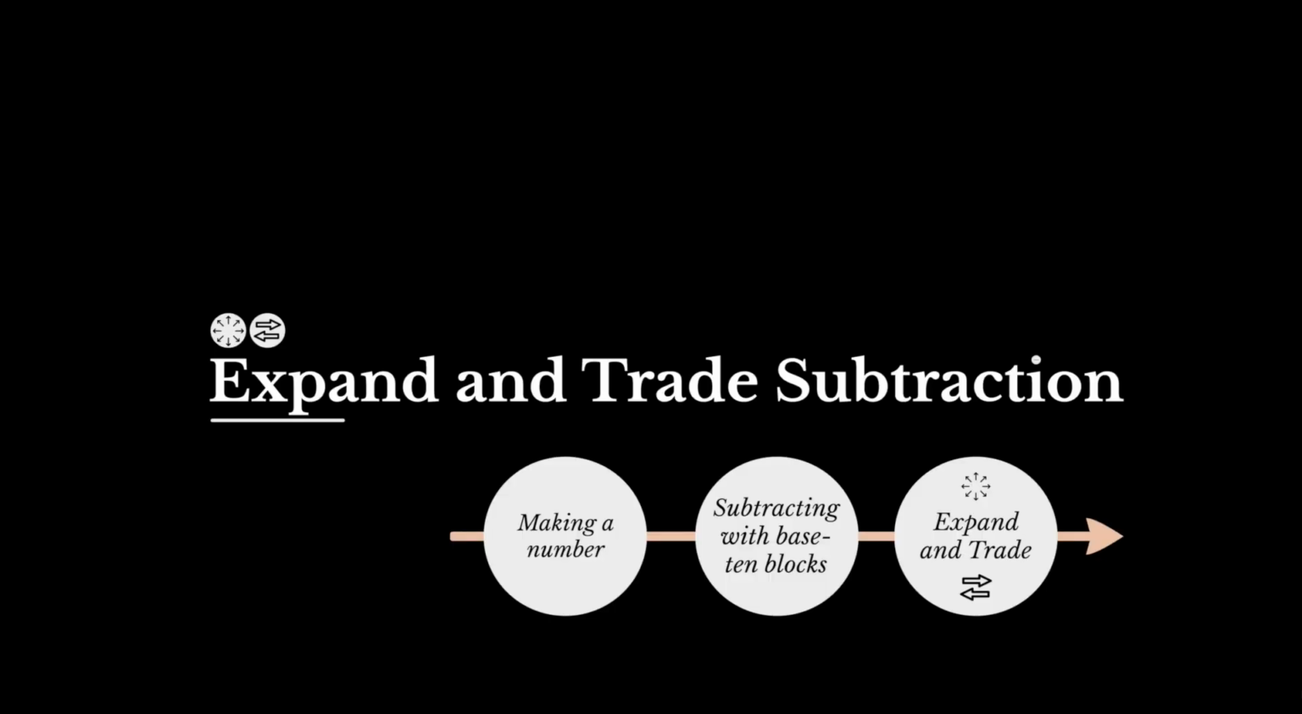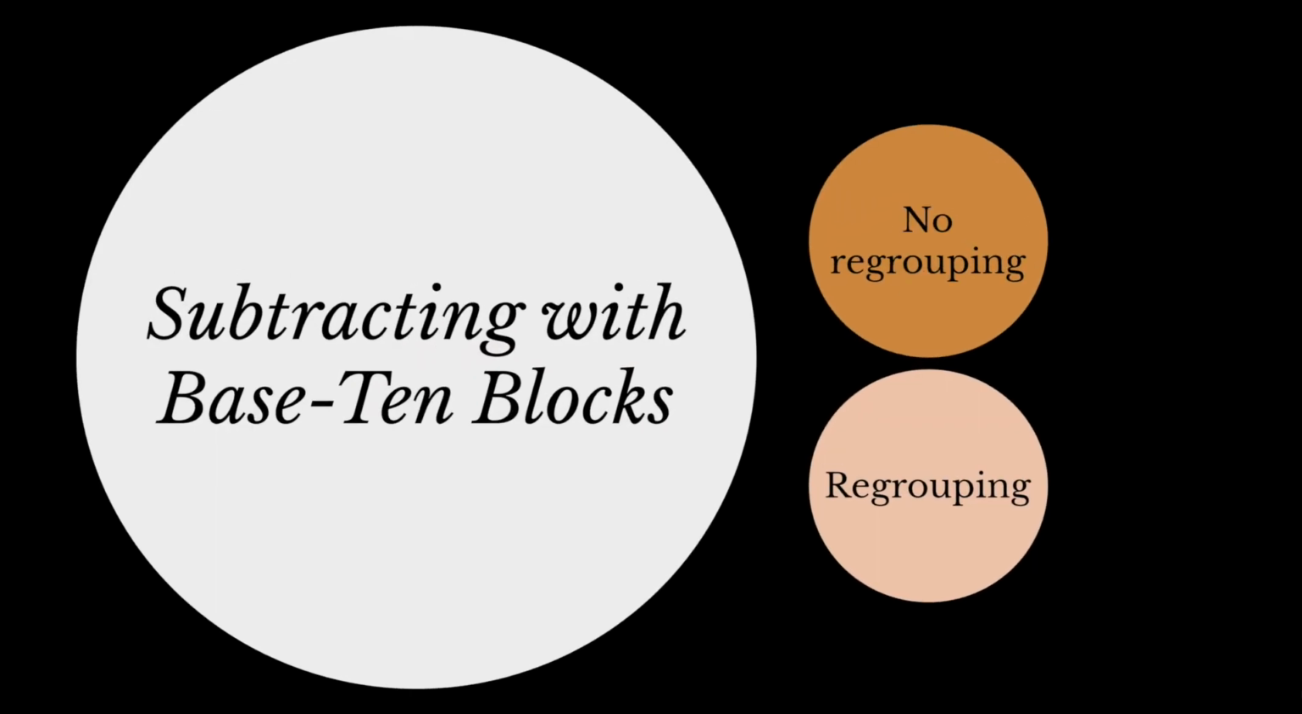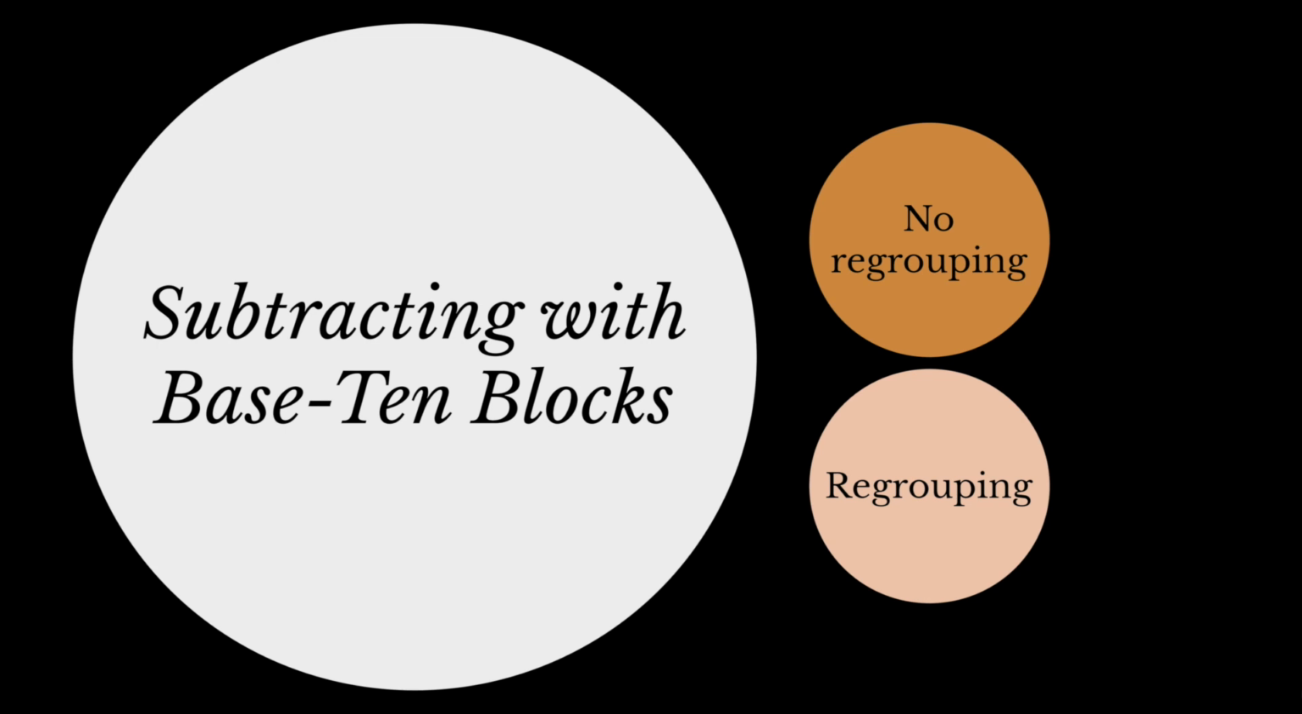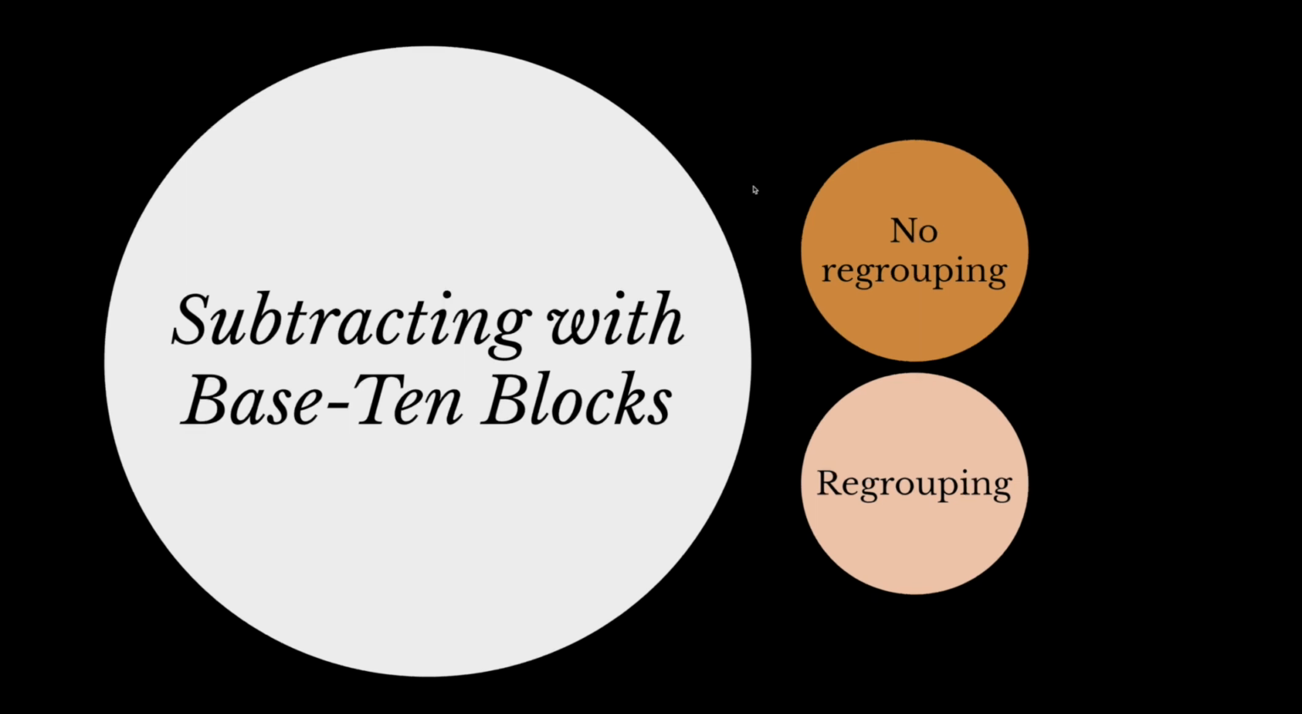Now that we've revisited making a number with base 10 blocks, let's use those base 10 blocks to help us do some subtraction. There are 2 ways to do subtraction with base 10 blocks. One is with no regrouping, and the second way is with some regrouping. And we'll talk about those in turn. Let's start with no regrouping.